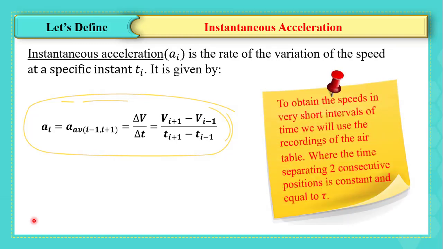Note that to obtain the speeds in very short intervals of time, we will use the recordings of the air table, where the time separating two consecutive positions is constant and equal to tau. Let's practice by solving application 1. Don't forget to pause the video and try to solve the application by yourself.